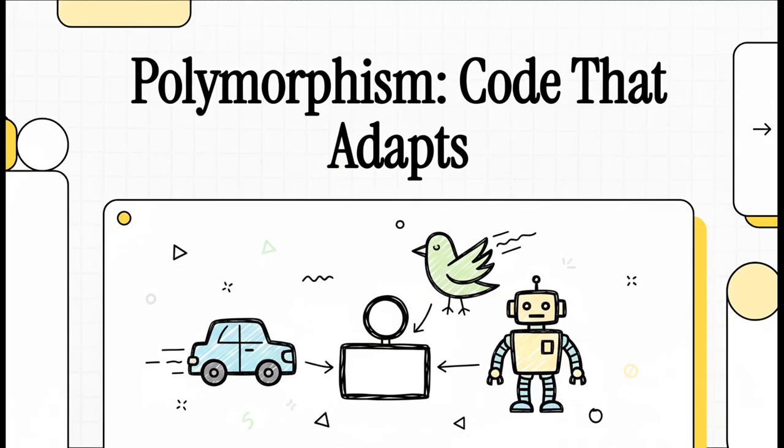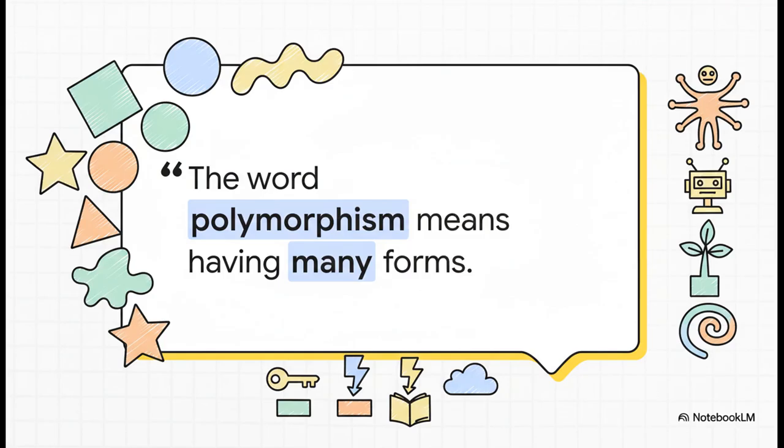Welcome back. Today, we are going to tackle one of those big programming buzzwords, polymorphism. It sounds complicated, I know, but it's actually the secret sauce that makes our code incredibly flexible and, well, adaptable. Let's dive right in. The secret to understanding this whole thing is right there in the name.